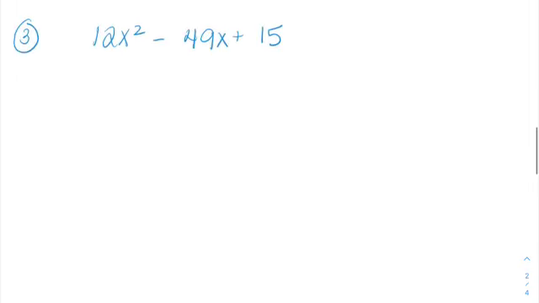Let's try another one. Now I chose this one intentionally because the 12 and the 15, neither one of them are prime. So we're really going to have to work here. So 12, it could be 1x and 12x. It could be 2x and 6x, or it could be 3x and 4x. All right, now this is about as tricky as they get because then 15 could be 1 and 15, or it could be 3 and 5. We have to figure out what combination we want to do here.